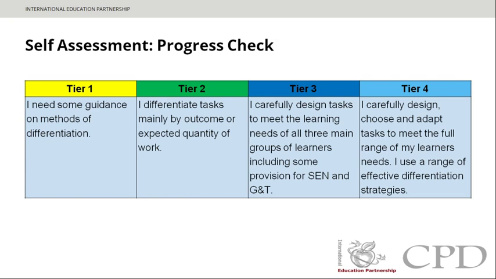So for example, on an average day, I would put myself in tier 2. I differentiate tasks mainly by outcome or expected quantity of work. However, even on an average day, I habitually use a range of low preparation differentiation strategies, which comes from tier 4, and on a good day, my profile might be more accurately described by tier 3.